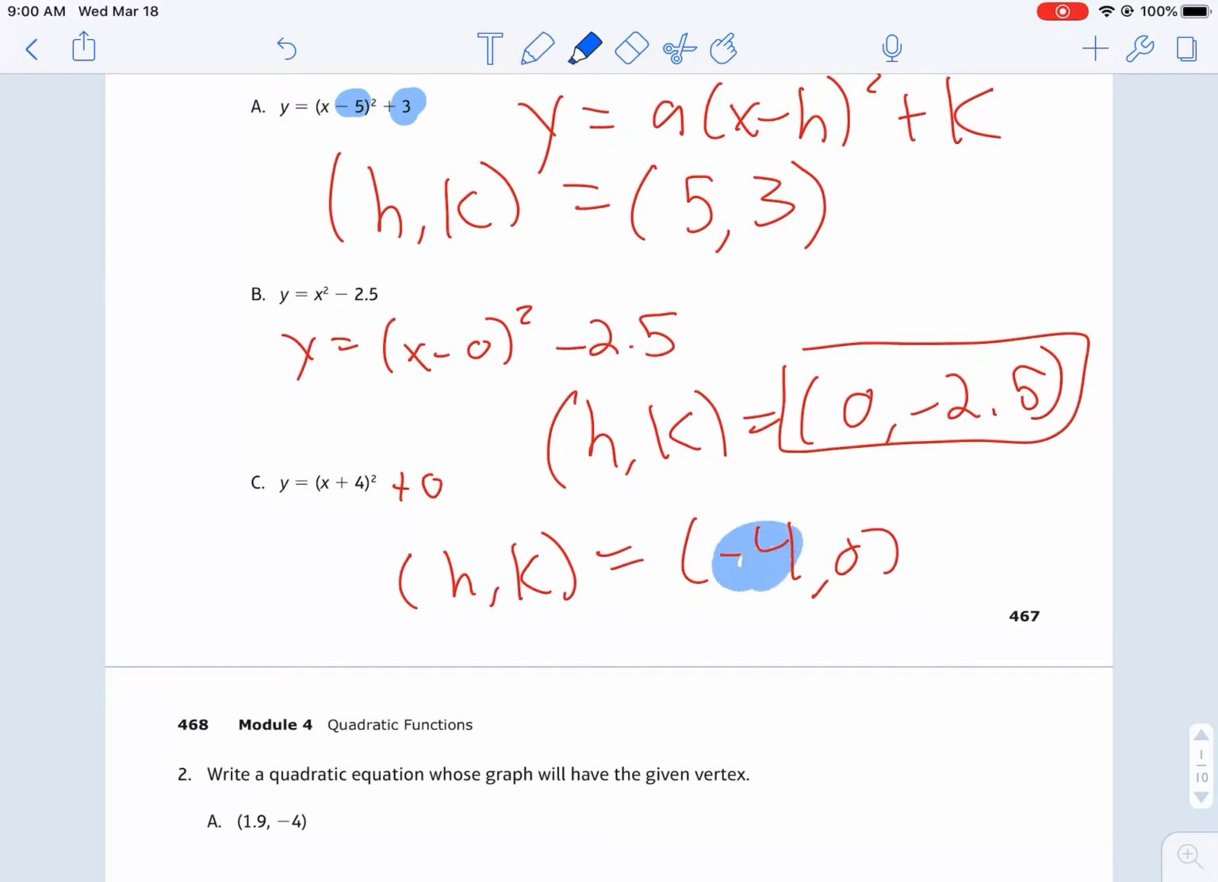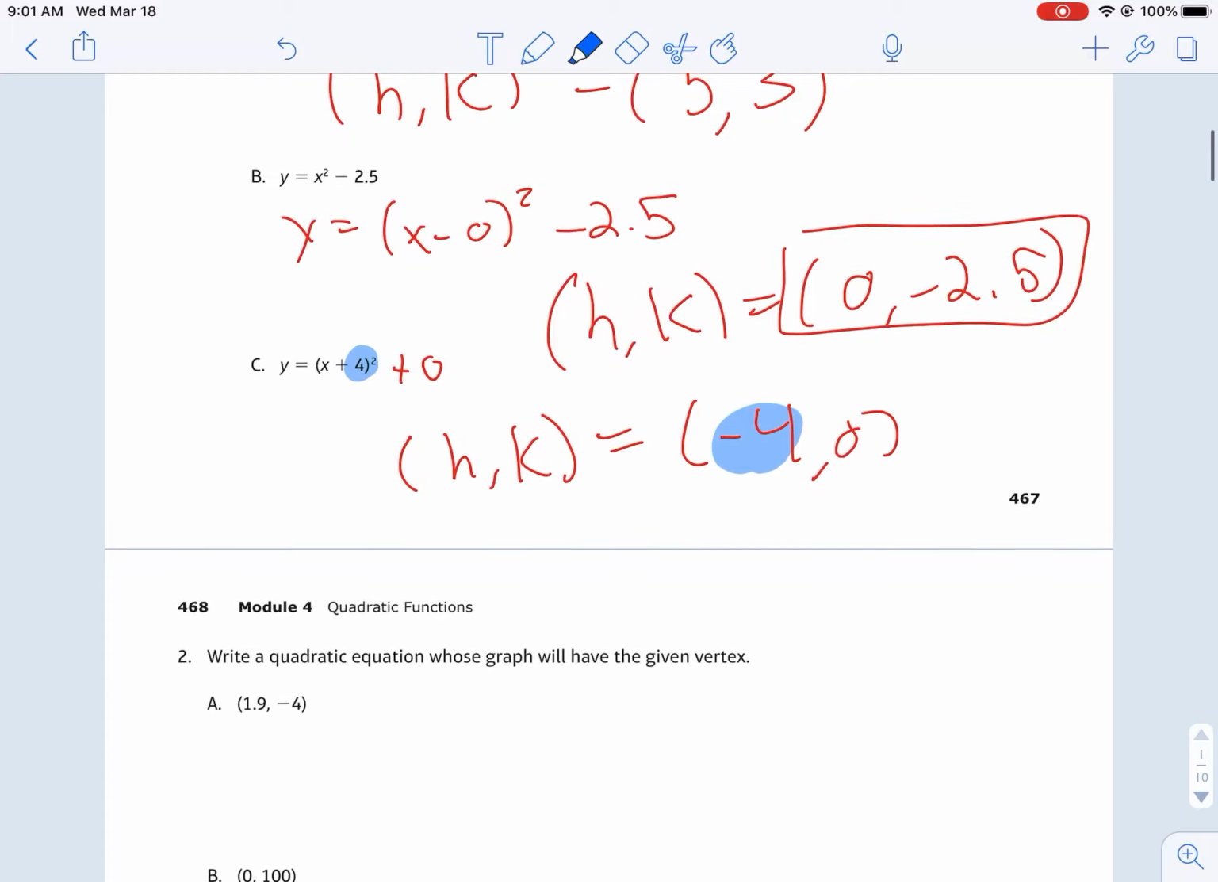Again, pay attention to this negative sign and this positive sign. The x-coordinate of the vertex, if it's a positive in the parentheses, it turns out to be a negative when you list the vertex.